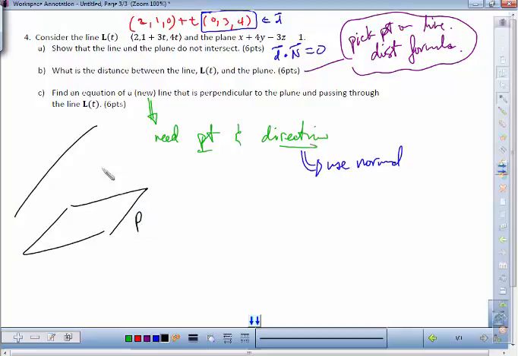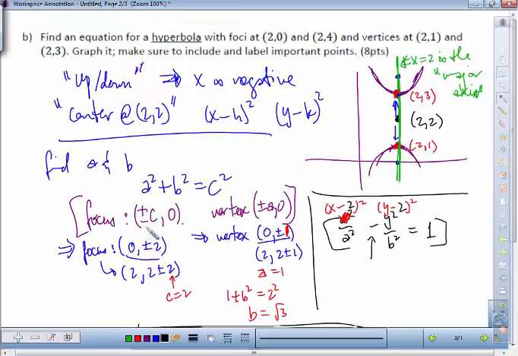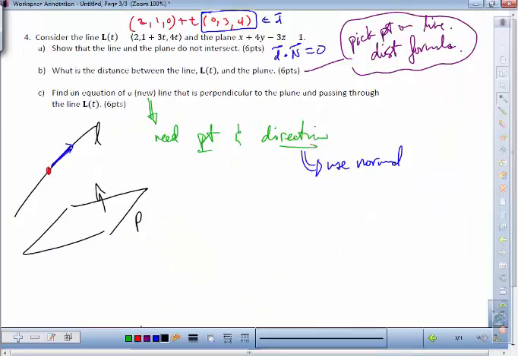So this is the plane, this is the line, and then you have some point over here, 2, 1, 0. You have a direction for the line. You have a normal to the plane. So we want a line perpendicular to the plane passing through this point.